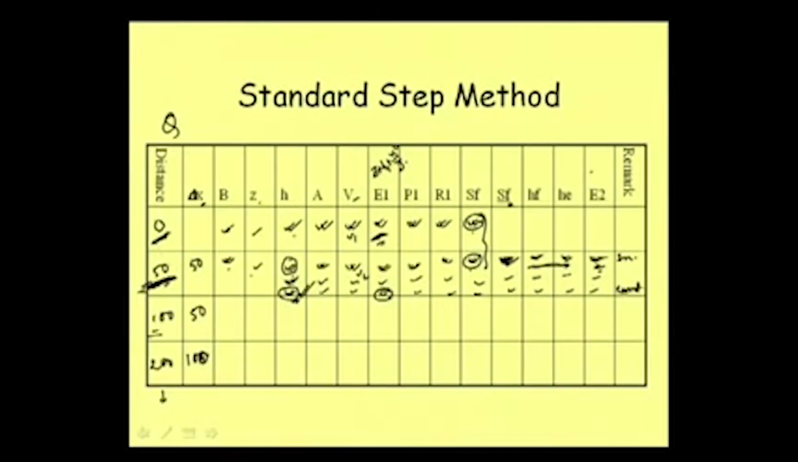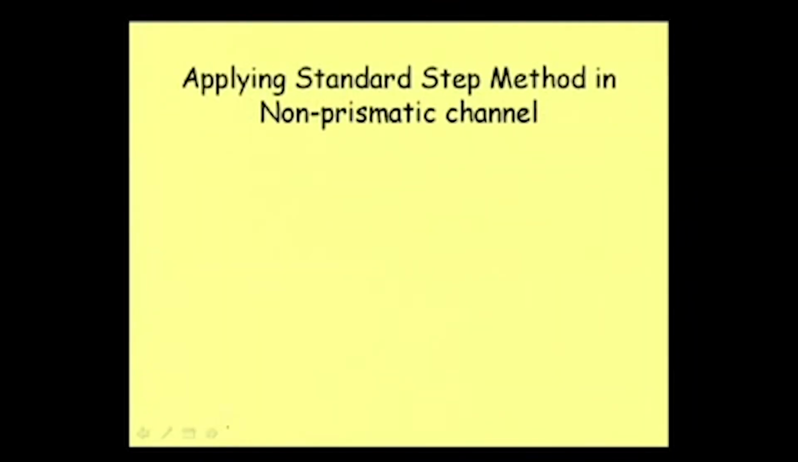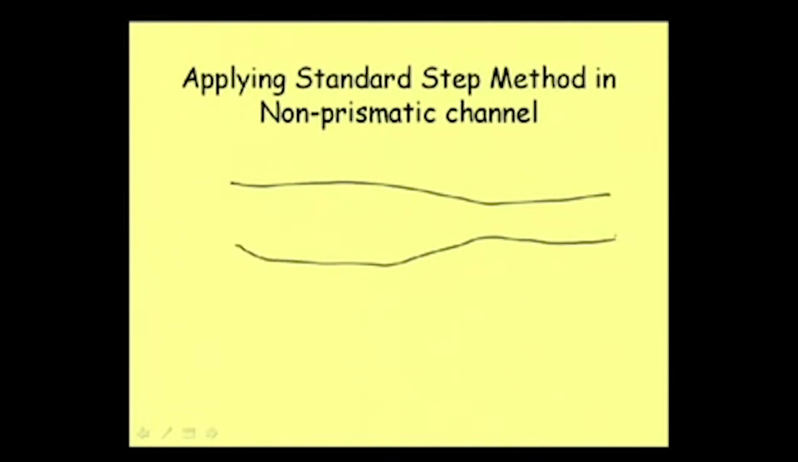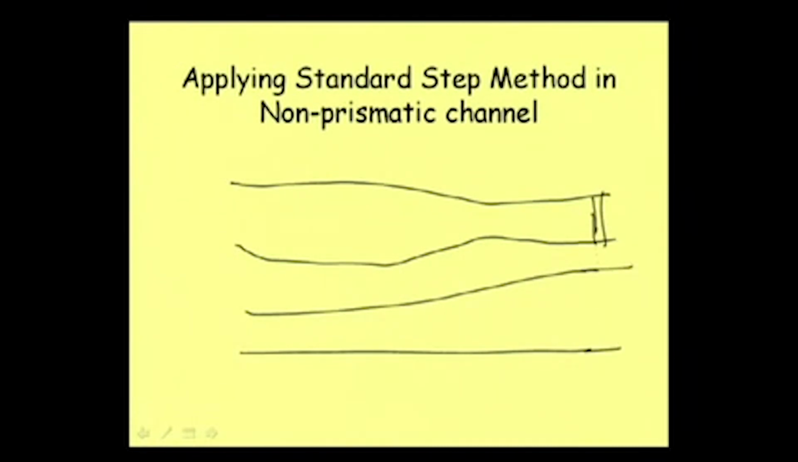These sections are already known. Now, when we talk about applying the standard step method in a non-prismatic channel, what is the advantage? Say our channel is like this, and then it is like this. Now our profile can be this one. Say this is the profile. We are giving a barrier here, and then because of this barrier, the flow profile is forming like this. And suppose it is an M1 profile, but we want to compute it.